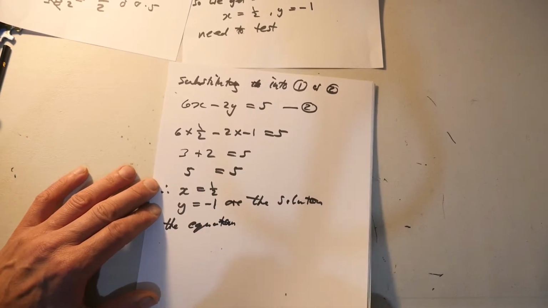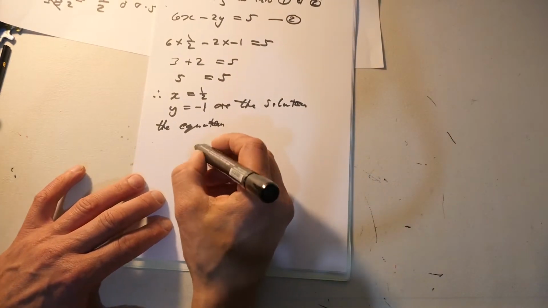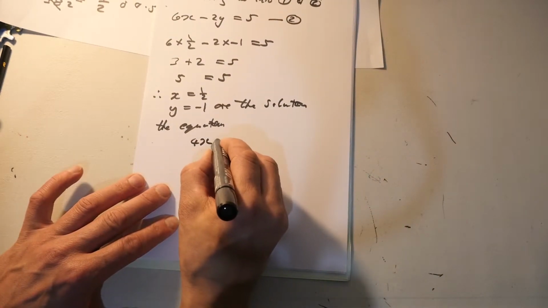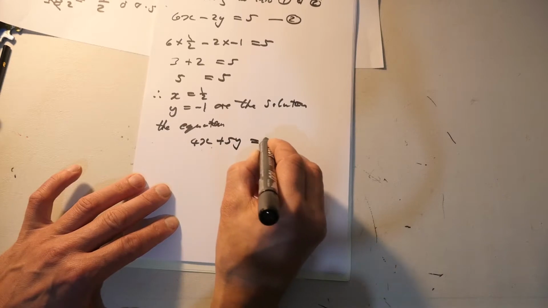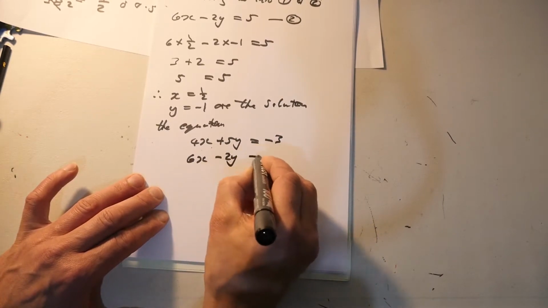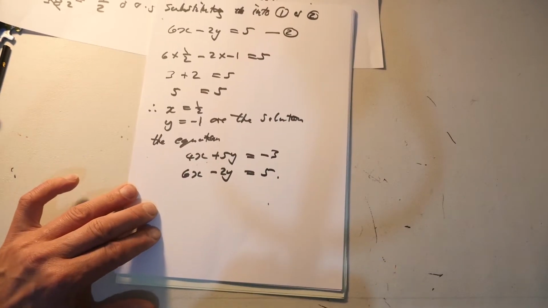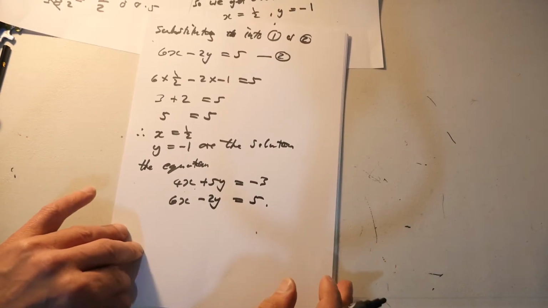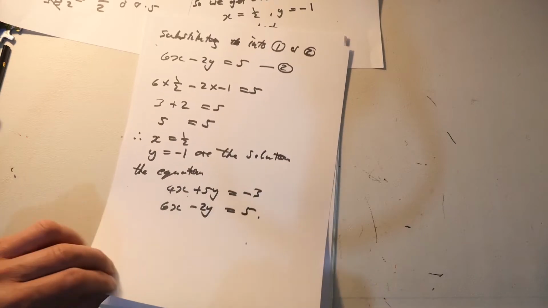So that's how you do it, okay? The equations being 4x plus 5y equals minus 3 and 6x minus 2y equals 5. I'll do another example to demonstrate, okay?